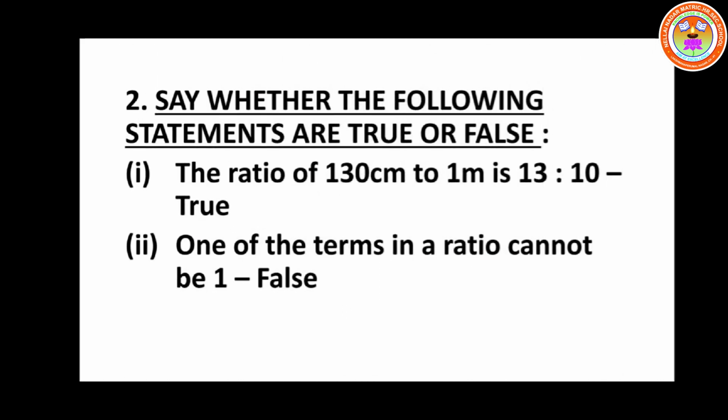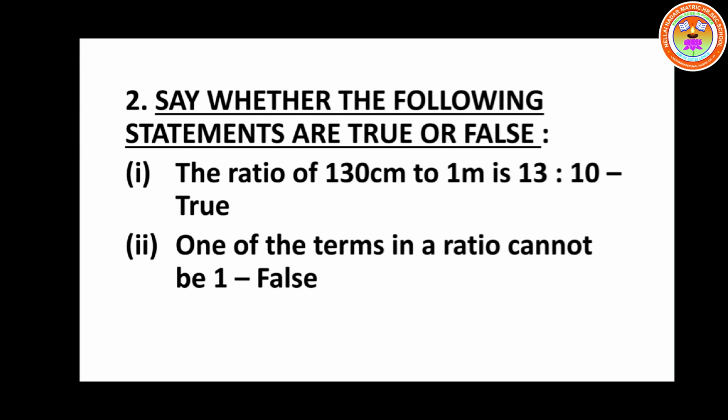Say whether the following statements are true or false. Subdivision 1: The ratio of 130 centimeters to 1 meter is 13 is to 10. Is it true or false? Of course it is true. I told you already, 1 meter equals how many centimeters? 100 centimeters. So you can convert it. The zeros will cancel, so the final answer is 13 is to 10. So it is true.